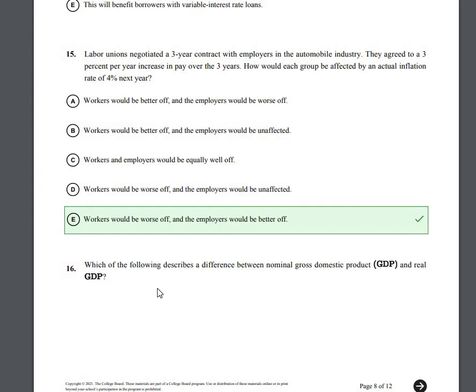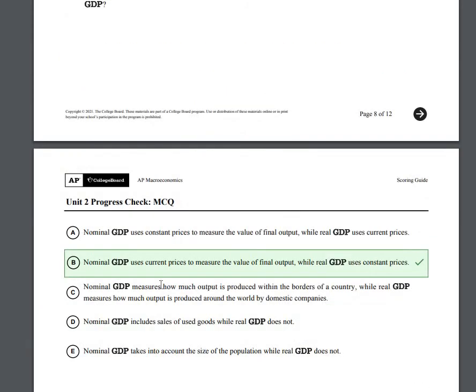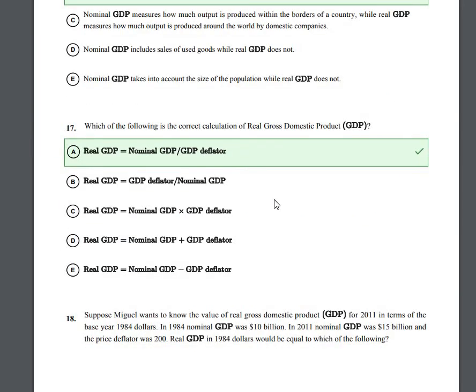Number 16, which of the following describes the difference between nominal gross domestic product and real gross domestic product? That would be B, nominal GDP uses current prices to measure the value of final output, while real GDP uses constant prices. Number 17, which of the following is the correct calculation of real GDP? That would be real GDP is equal to nominal GDP divided by the GDP deflator.